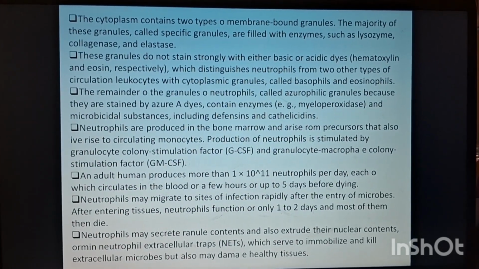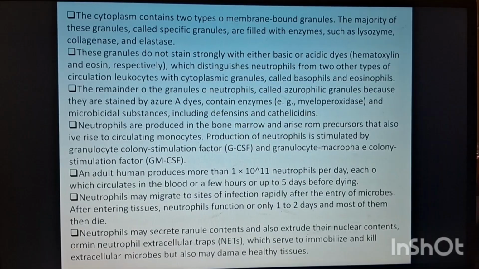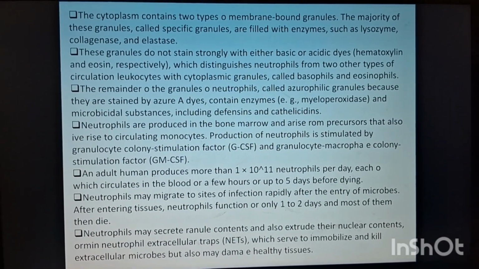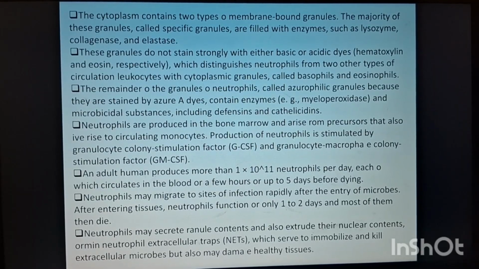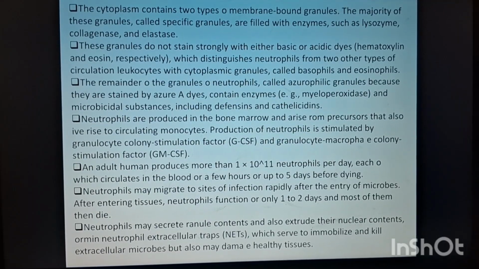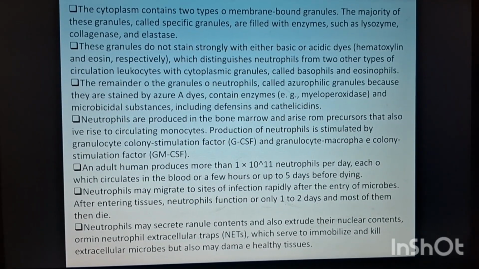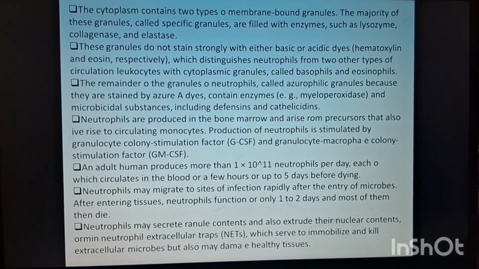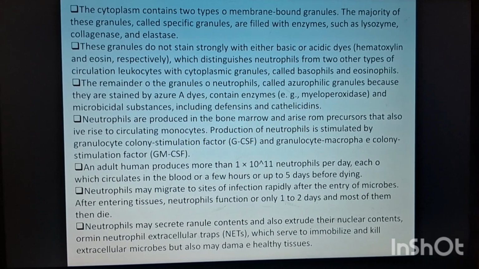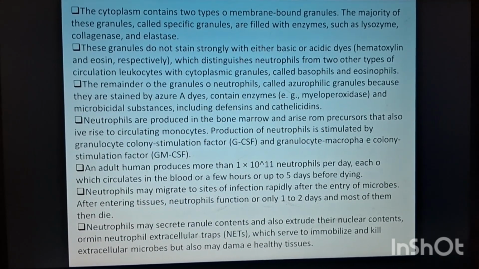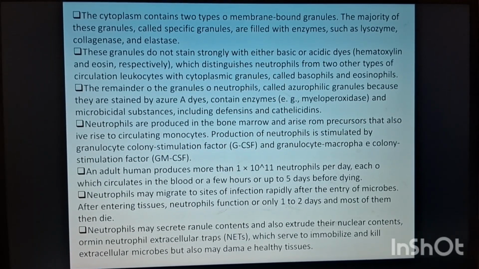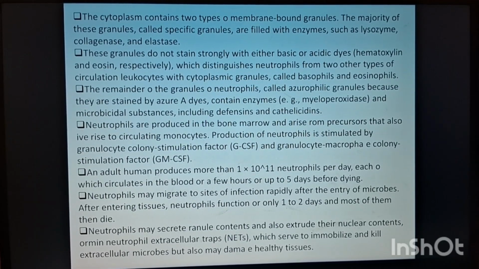These granules do not stain strongly with either basic or acidic dyes, that is hematoxylin and eosin respectively, which distinguishes neutrophils from two other types of circulating leukocytes with cytoplasmic granules, called basophils and eosinophils. Next, the remainder of the granules of neutrophils are called azurophilic granules, because of microbicidal substances including defensins and cathelicidins.